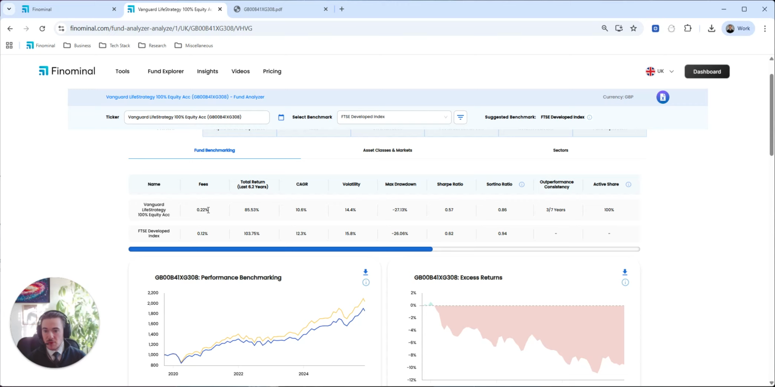Again, I've noted the quite cheap fees of 0.22%. FTSE Developed Index is cheaper at 0.12%. Compound annual growth rate for Vanguard 10.6 versus 12.3 for the FTSE Developed Index.